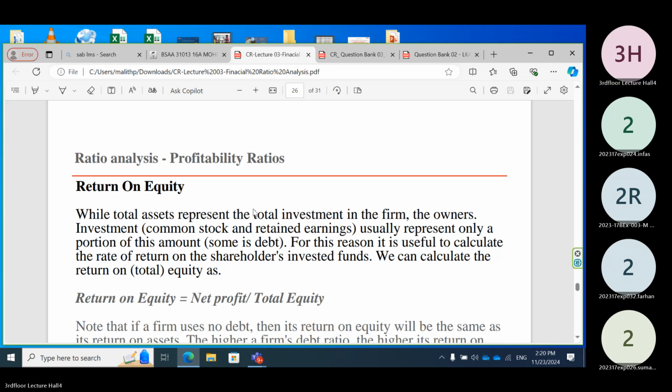Market risk premium equals market rate minus risk-free rate. Then the equation: market rate minus risk-free rate, into beta factor, plus risk-free rate, equals KE, return on equity.